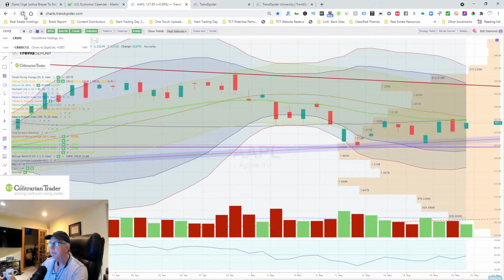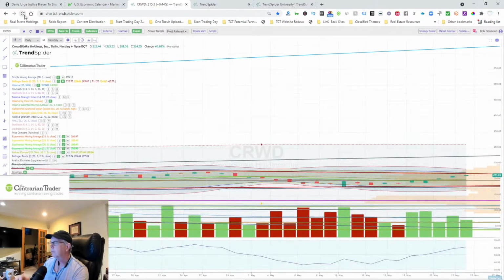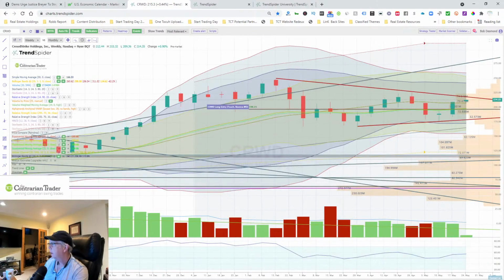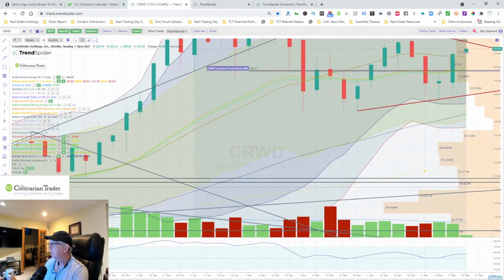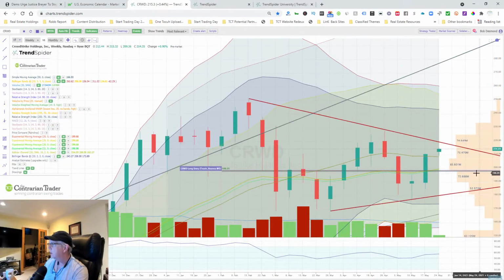CRWD. This is another one of our watch stocks from over the weekend. Let's see what it's doing thus far this week. We have an alert set down here for a weekly retest. We didn't get that. We got a gap up higher. We have a new weekly high on CrowdStrike.